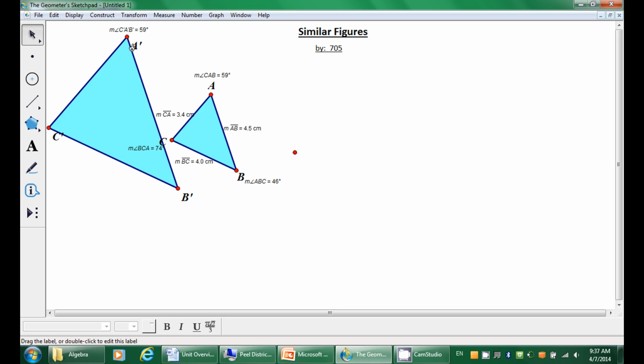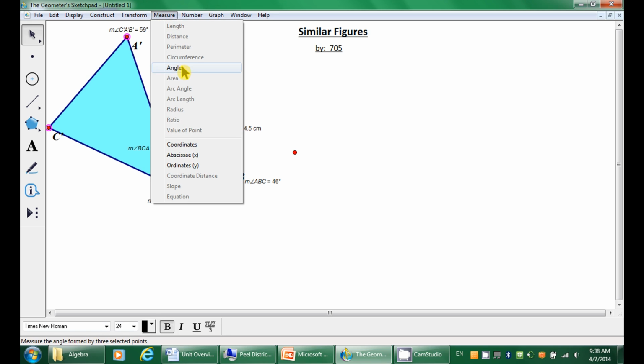Alright, let's go to the next angle measurement. So I'm going to go A prime, B prime, C prime. I'm going to measure angle. I'm going to bring that measurement down here, and I want you to notice the relationship between angle ABC, 46 degrees in my diagram, and angle A prime, B prime, C prime is 46 degrees. In other words, these two angles are congruent. Alright, let's measure the last angle. Angle B prime, C prime, and A prime.